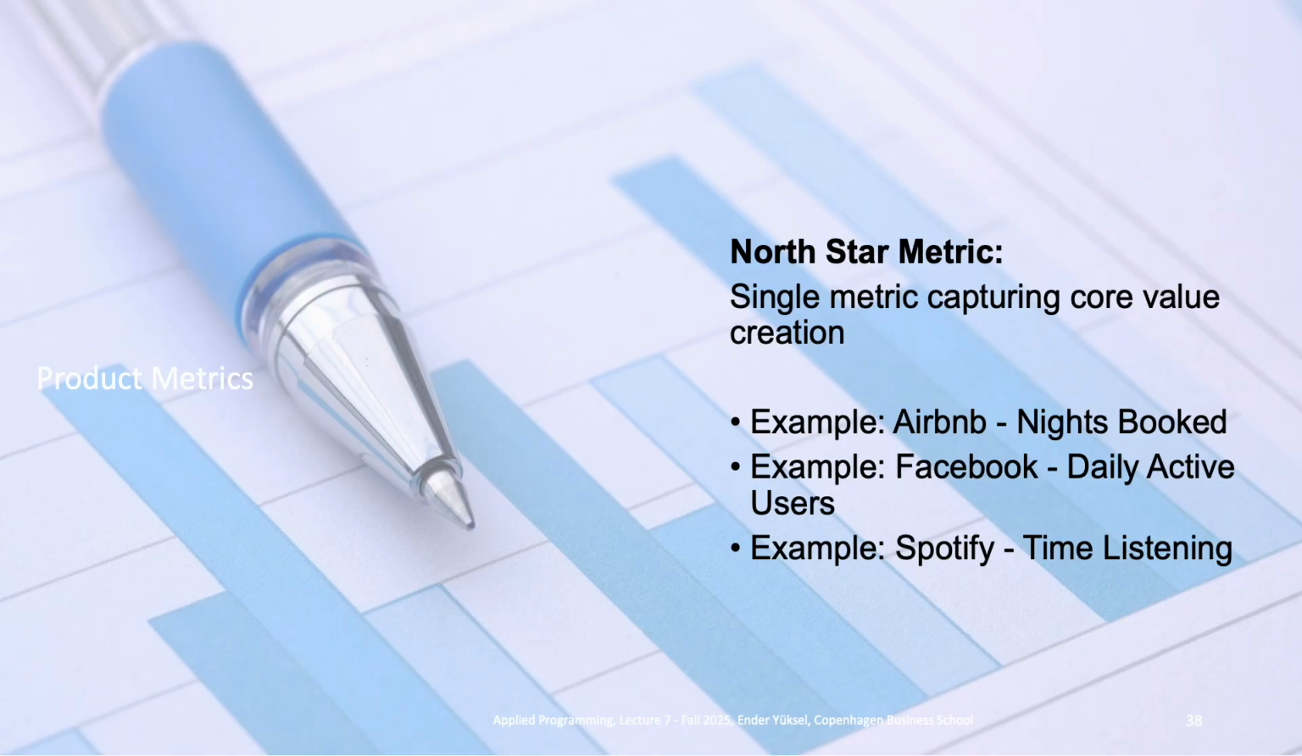Finally, we have so-called North Star metrics. Actually, this is a single metric capturing the core value creation of the business. Here we have examples from real big players in the market. So for example, for Airbnb, it could be the nights booked. For Facebook, it could be the number of daily active users. And for Spotify, it could be the time listening.